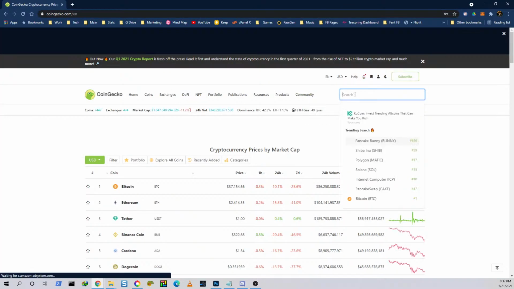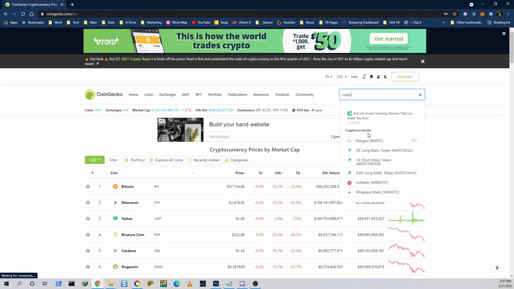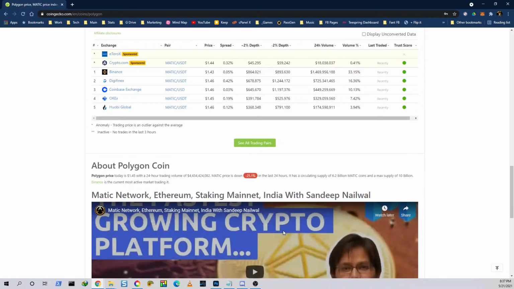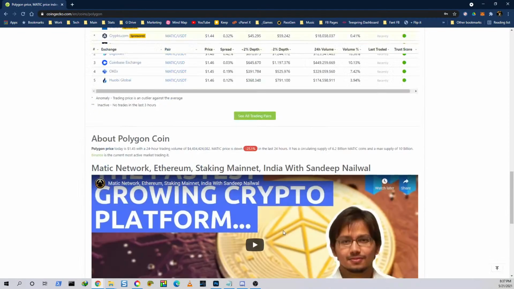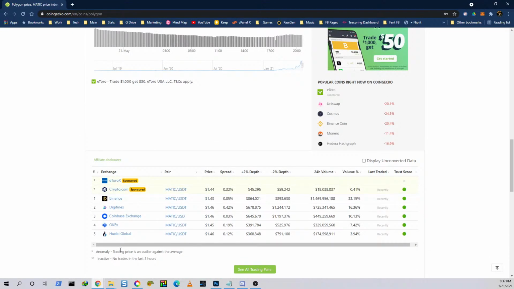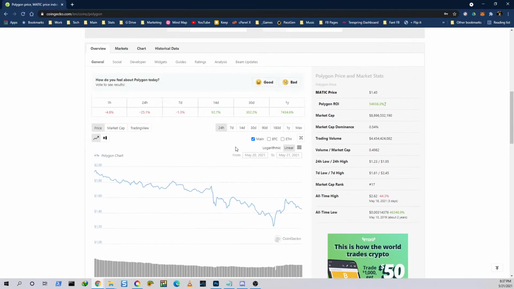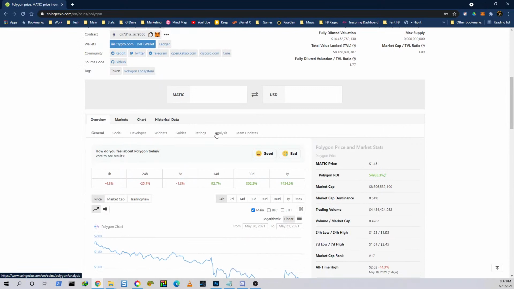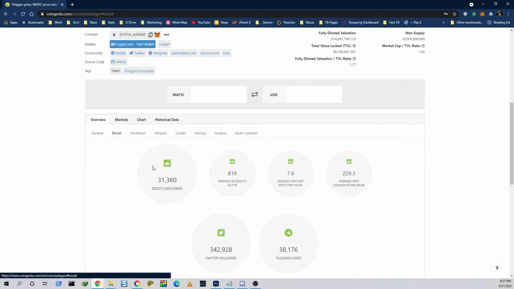And now let's also put Matic in here. There we are. Polygon. It's on enough exchanges. Binance, Coinbase, that's big. It's being on Coinbase in general. I know I've already bought it there. And let's see. I already went there. I really can't see their ratings, analysis, social markets chart. Their social is big.